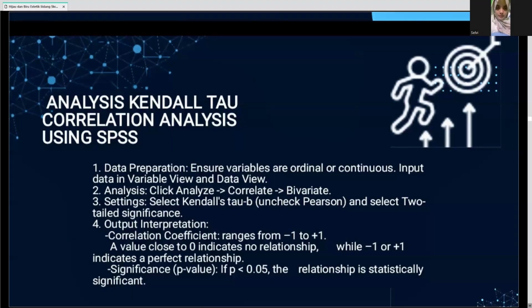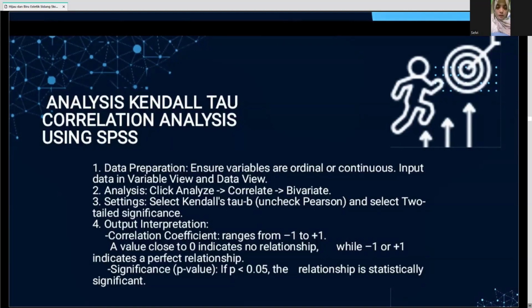Analysis step in SPSS. After the data are ready, the next step is analysis. The steps are: click Analyze, choose Correlate, and click Bivariate. This menu is to test the relationship between variables. Third, setting: in the correlation options, select Kendall's Tau-b, uncheck Pearson correlation, and choose two-tailed significance. Two-tailed significance is used when we do not specify the direction of the relationship.